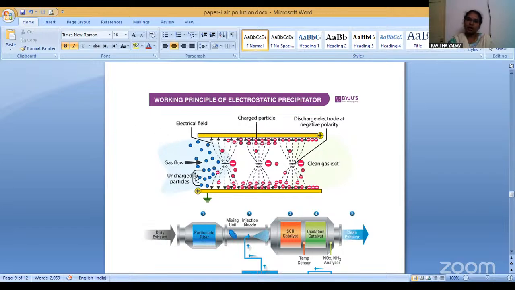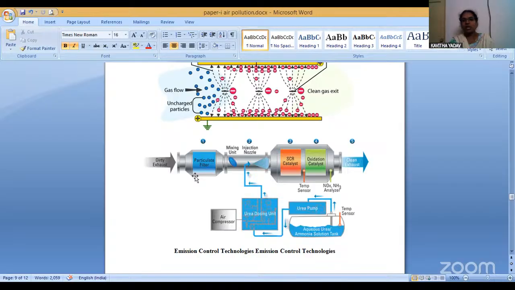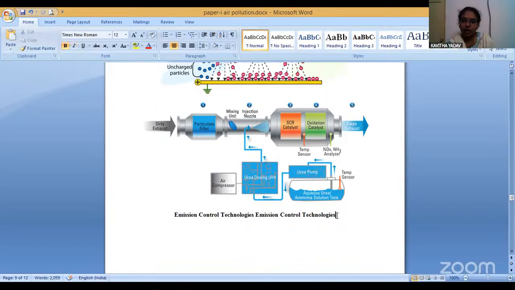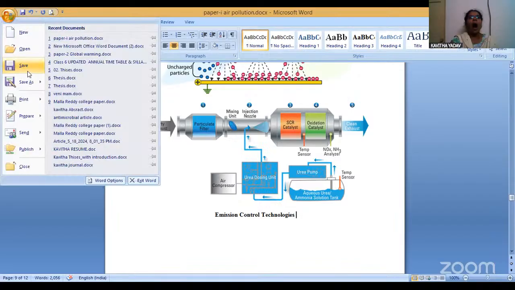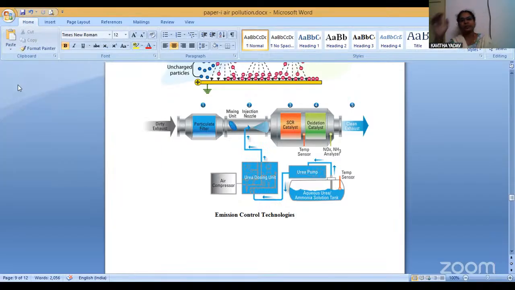Then coming to the next one, emission control technologies. Sorry, I mentioned it two times here. Wait, I am going to remove one. Okay. Coming to the next one, emission control technologies. What are the emission control technologies which we are going to use? Okay. Then move to chapter unit 11.